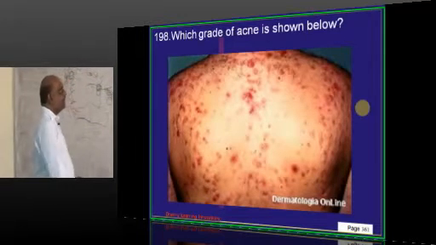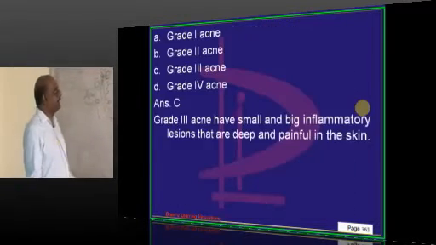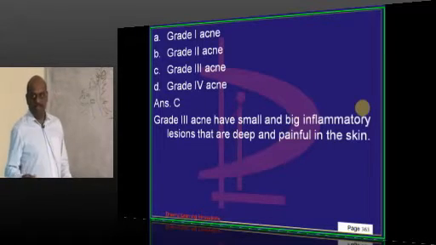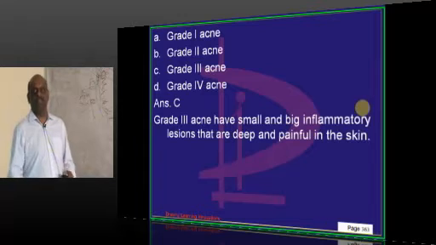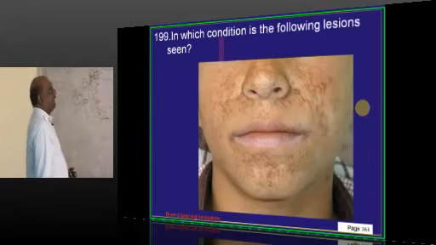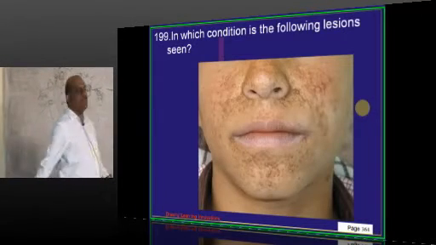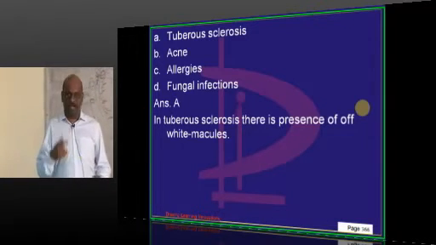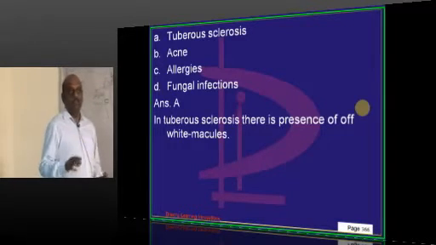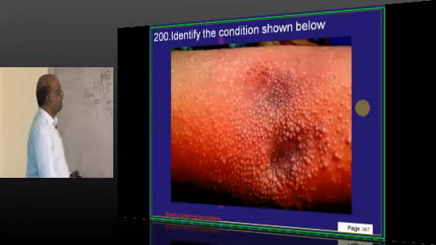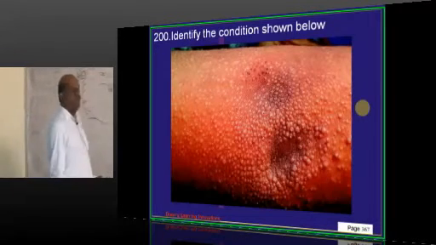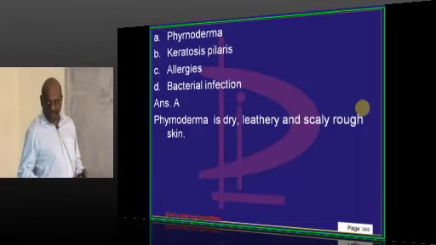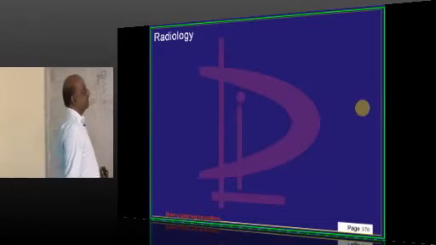Huh? Which grade of acne is being shown? Grade 3 has got small and big inflammatory lesions that are very deep and painful. That's the reason it is grade 3. Now, these lesions, where do you see classically? Typically in tuberous sclerosis, you find this kind of macules as the classical feature. Now, what is this condition which is being shown? It is rhinoderma, which is a dry, leathery and scaly rough skin.